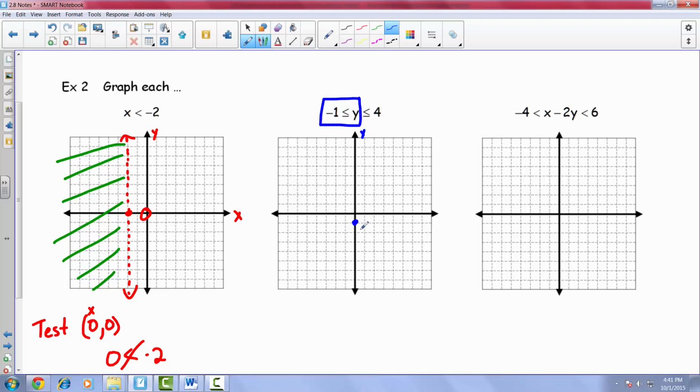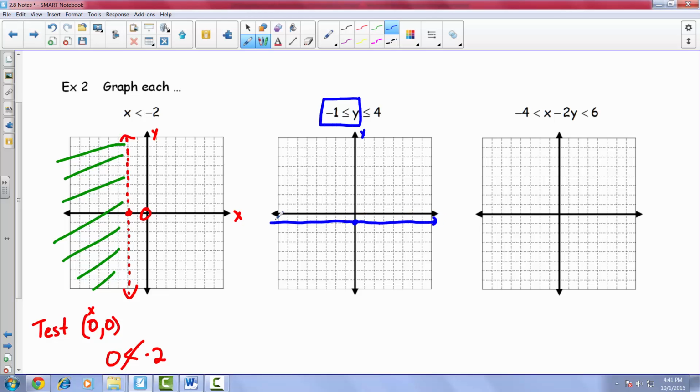Now, since there is no x, x can literally be anything because we don't see that x there. And as a result, we're going to have a line at -1 where x can be any value. We're also going to have a solid line because we do see that bar underneath this inequality. And as a result, you should see some line doing something like this.